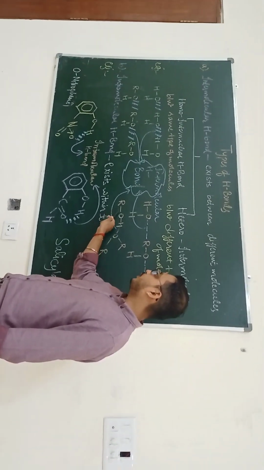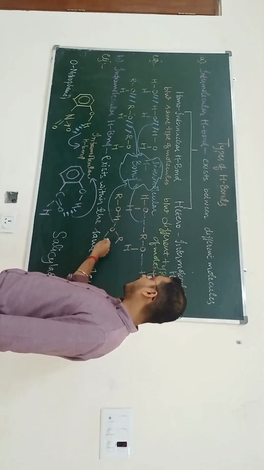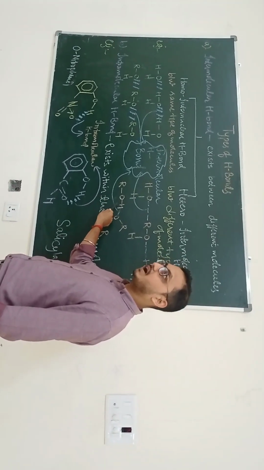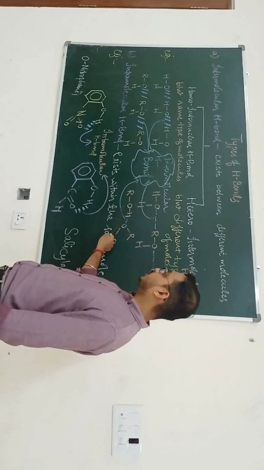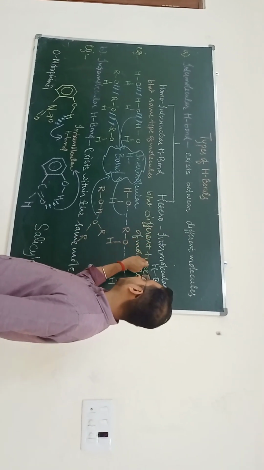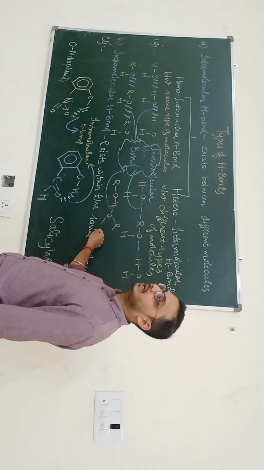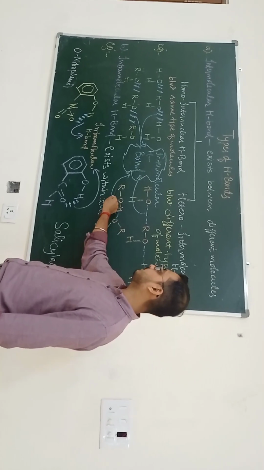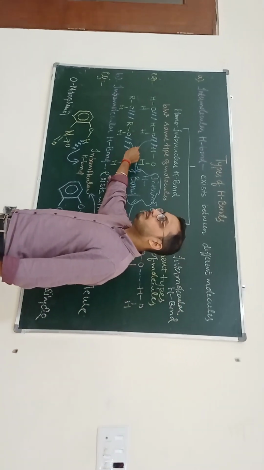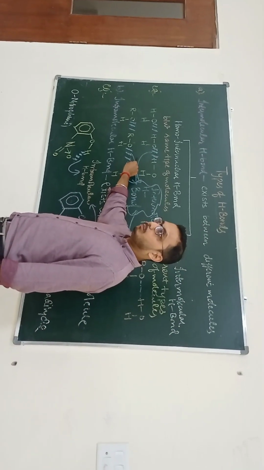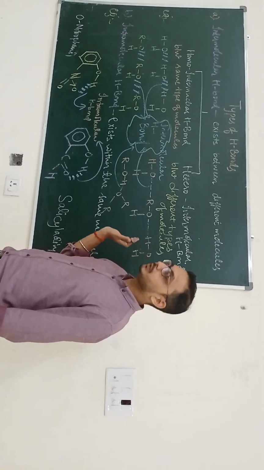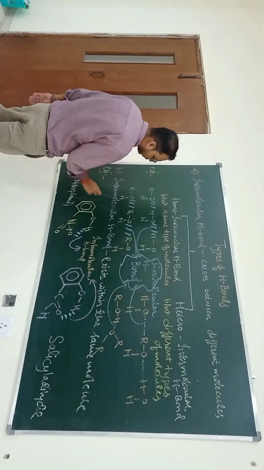Another example I can take is ROH. What is this ROH? Alcohol. What is this ROR? It is ether. So ROH, the electropositive hydrogen of the alcohol with the electronegative oxygen of the ether. The bond between them will be intermolecular hydrogen bond, but between two different types of molecules, that is why it is hetero intermolecular hydrogen bond. Same type of molecules, okay, homo intermolecular, and different types of molecules, hetero intermolecular. Clear?